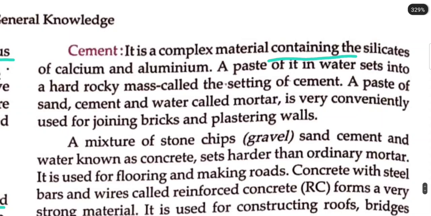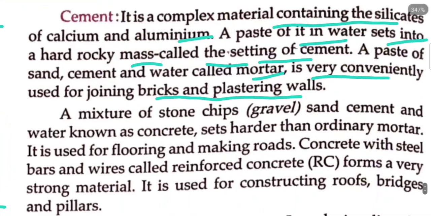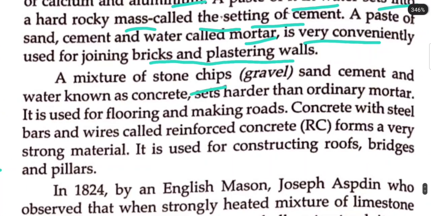It is a complex material containing the silicates of calcium and aluminium. A paste of it in water sets into a hard rocky mass called the setting of cement. A paste of sand, cement and water called mortar is very commonly used for joining bricks and plastering walls. A mixture of stone chips, sand, cement and water known as concrete sets harder than ordinary mortar. It is used for flooring and making roads.